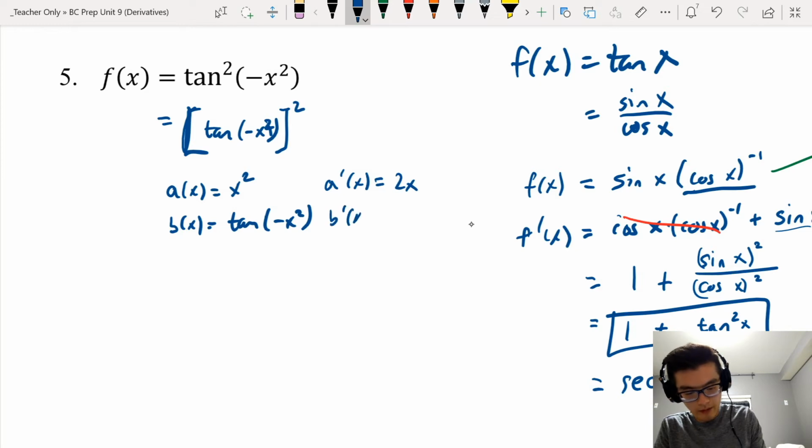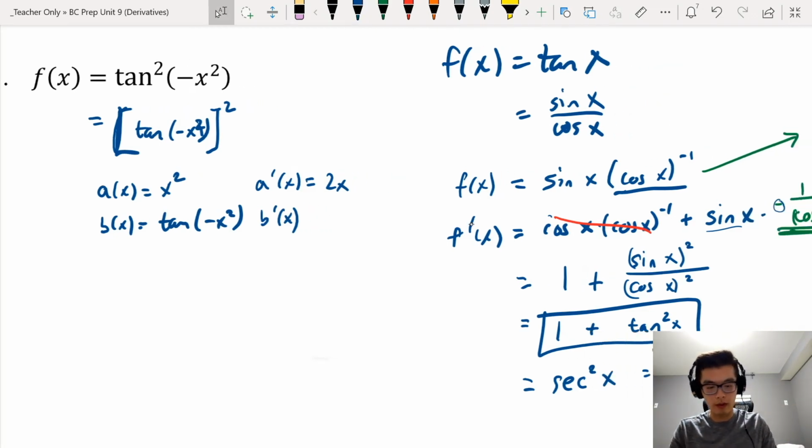b prime of x, and this is where we're going to have a problem because we can't take the derivative of tangent yet. We know the derivative of tangent x is whatever we just found here. In this case, though, it's tangent of something on the inside. Oh, chain rule within chain rule. Okay, so let's try this.